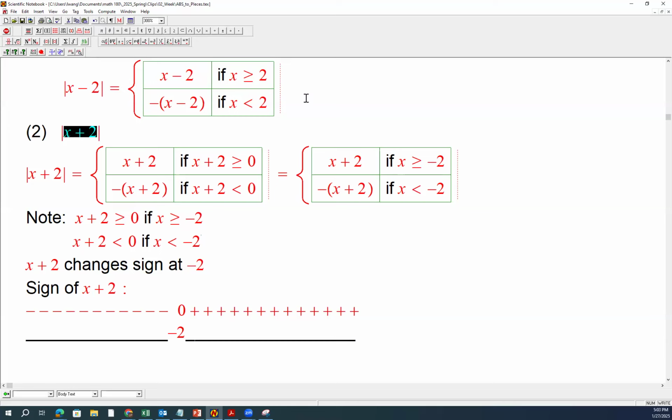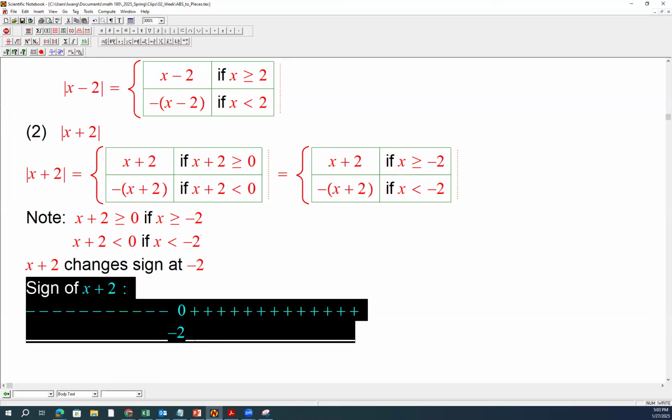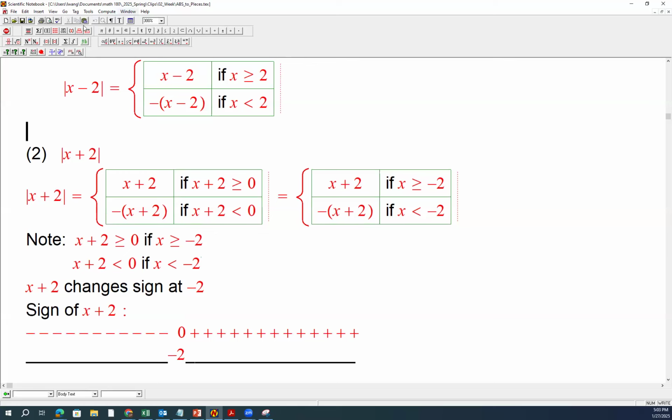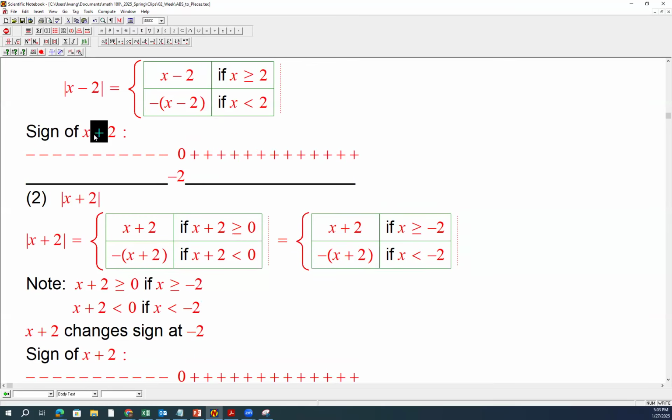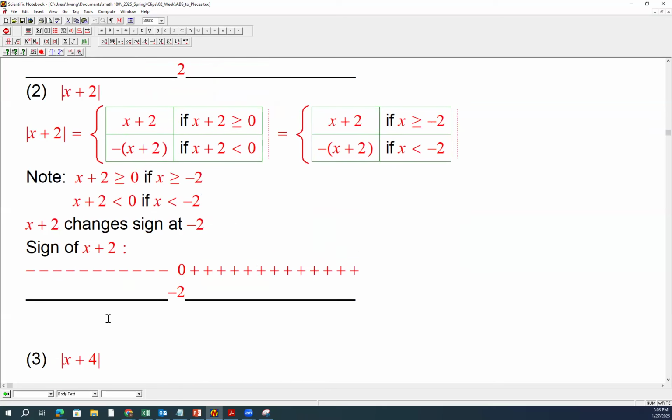x minus 2, the same thing. It's the same thing for x minus 2, I just didn't do it. So now if it's x minus 2, this will be positive 2. It's the same reason, the same issue. There's a negative on this side, positive on this side. So you can see this 2 is where x minus 2 changes sign. All right, continue to finish all of it.